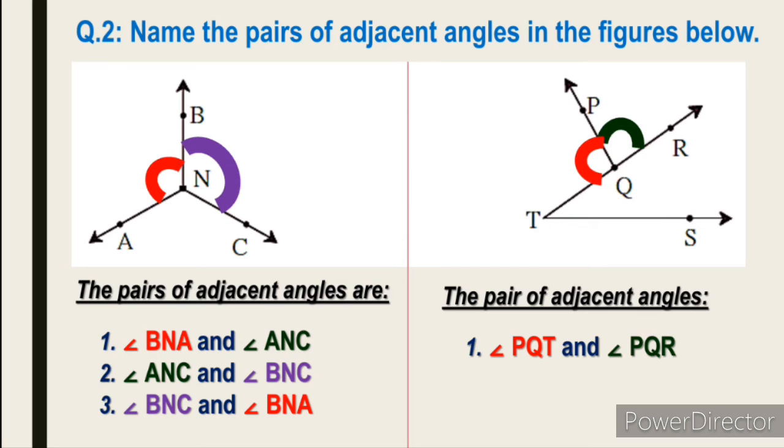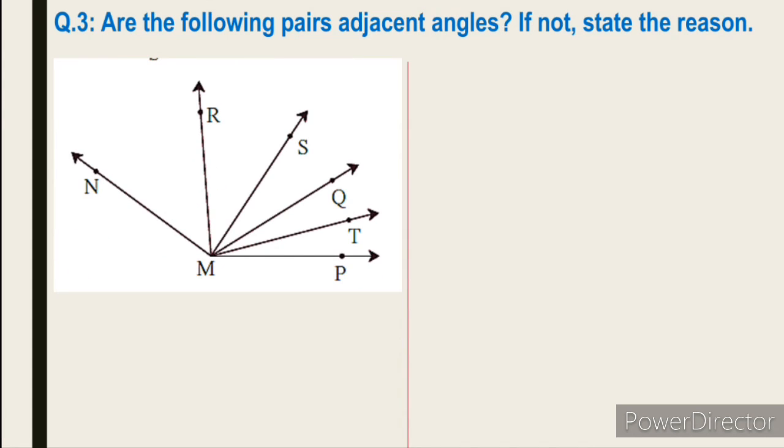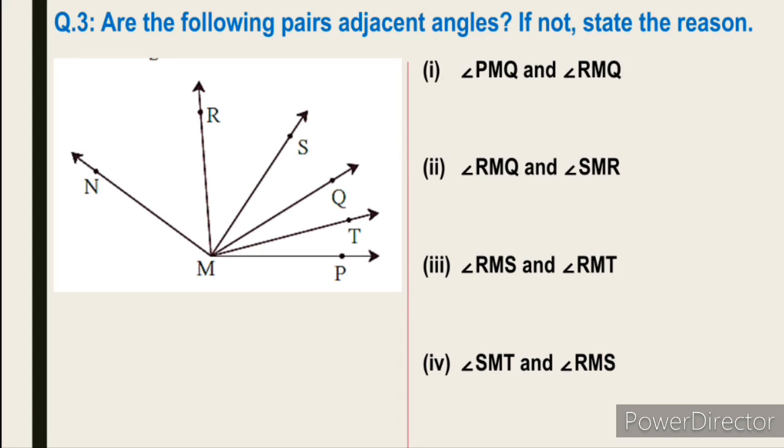Now let us see the last question of this practice set, question number 3. Are the following pairs adjacent angles? If not, state the reason. Which means here one figure has been given. You have to write down which pair of the angles given in the question is adjacent. There are 4 angle pairs given in the question. From these 4 angle pairs you have to decide which one is adjacent and which one not. So we'll go one by one.